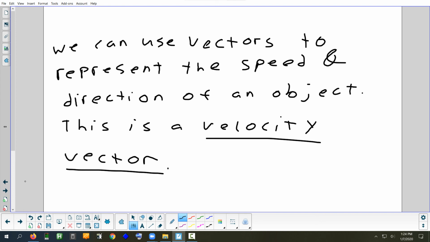When you throw something, it has a certain angle you throw it at, and it has a certain speed that you throw it at. If you tell me the angle and the speed that you throw something at, that's enough information to describe it. That's all I need to know. And when I say describe it, we're going to write a velocity vector.